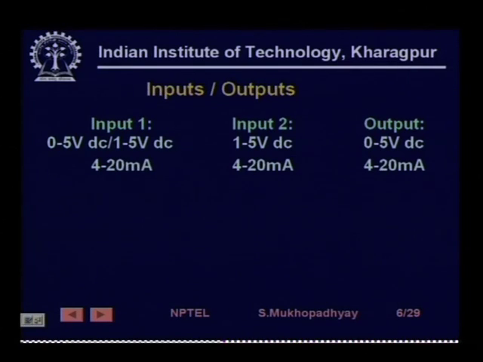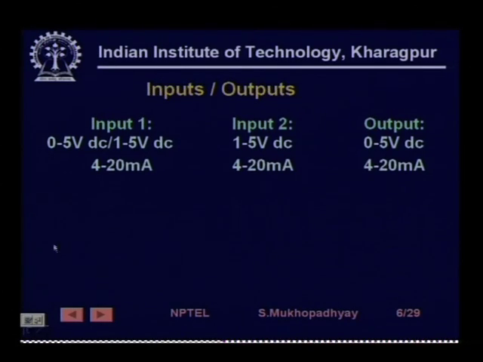and if you look at its inputs and outputs, for all controllers inputs and outputs are very important. So, it provides 0 to 5 volt DC or 1 to 5 volt DC. 1 to 5 volt DC is sometimes provided to detect wire breaks or shorts to ground, or you could have 4 to 20 milliamperes. So, you have two inputs. On one of them it can take 0 to 5 volt or 1 to 5 volt DC and 4 to 20 milliamperes, and in the other input it can take 1 to 5 volt DC and 4 to 20 milliamperes, and as output it can provide 0 to 5 volt DC and 4 to 20 milliamperes.